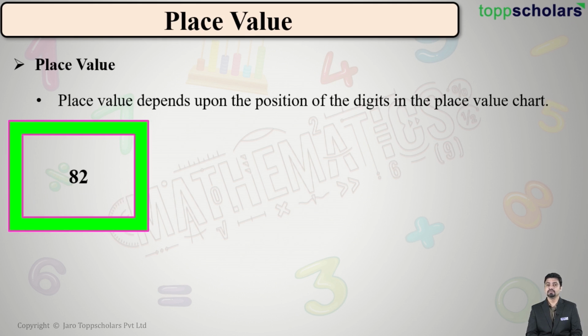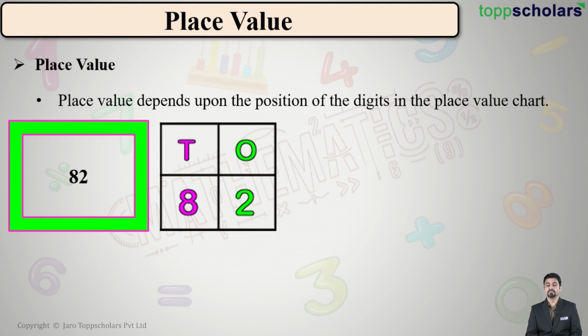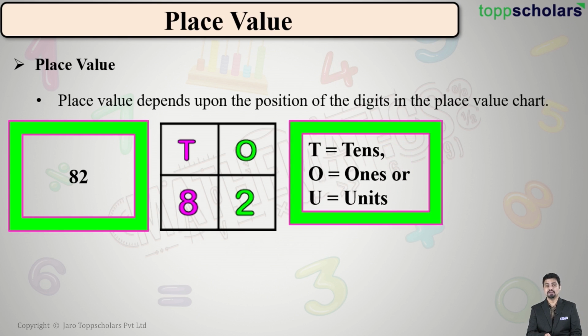For example, the number 82. In the number 82, how many ones are there? 2 lies in the ones place and 8 lies in the tens place. So, when we have T for tens, we can also say 2 lies in ones or units place. Therefore, what will be the place value of 8? It will be 8 and it is in tens place.